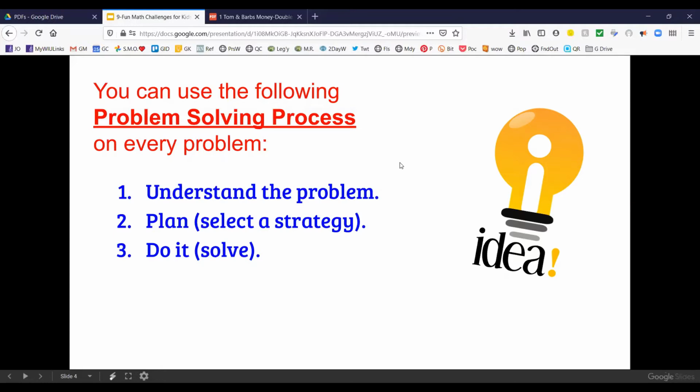Now, of course, if it doesn't work, you might go back and understand the problem a little better or pick a different strategy. After you get your answer, the important thing to do is to look back and extend. Look back at the problem and see what you learned from it. We'll be talking more about these steps as we move along.